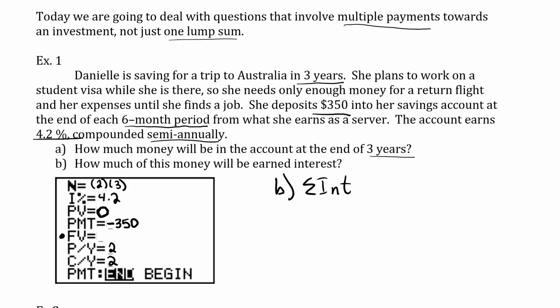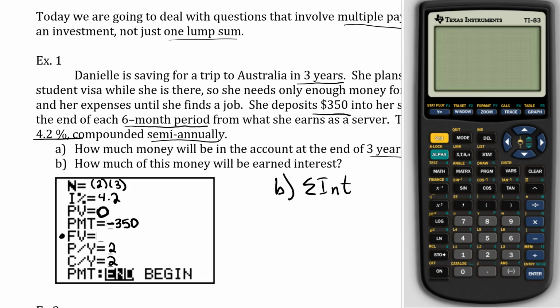So let us call up our TVM solver. Everybody's going to have a little bit of a different way to get there, but this is my way, TVM solver. So I'm going to put 6. I know that 3 times 2 is 6. My interest here is going to be 4.2. My present value is going to be 0 because she doesn't start out with any money, but she makes payments of $350 each 6-month period. Future value, we don't know what that is, so we're just going to skip over it for now. Our payments per year is 2, and our compounding periods per year is 2 as well.